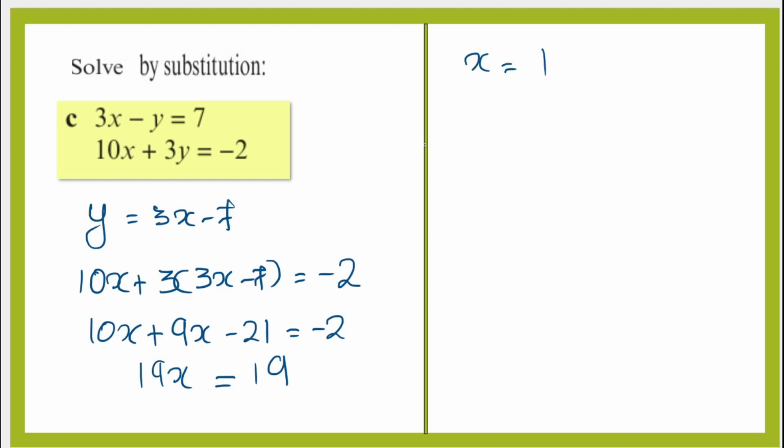Now substitute the value of x in equation number 3. That's y is equal to 3 minus 7, that's minus 4. Thus x equal to 1 and y is equal to minus 4 are the solutions of the equations.